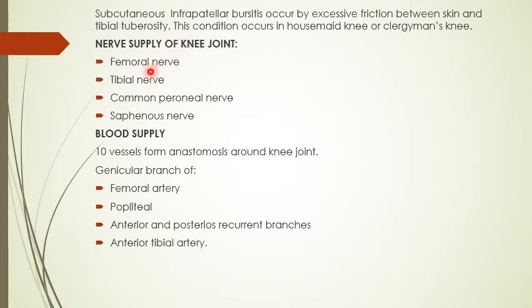Nerve supply of the knee joint: the femoral nerve, tibial nerve passing around the joint, which means the femoral nerve passes around the joint, and the tibial, common peroneal and saphenous nerves. These nerves pass around the knee joint. Blood vessels form the anastomosis around the knee joint: genicular branch of the femoral artery, popliteal artery, anterior and posterior recurrent branches of the anterior tibial artery.